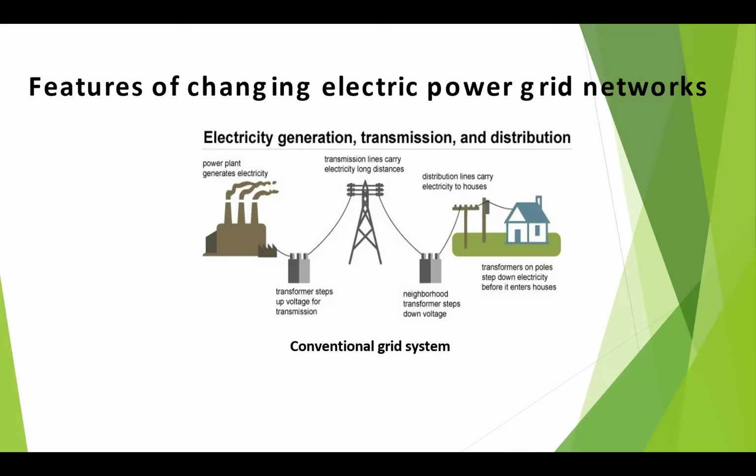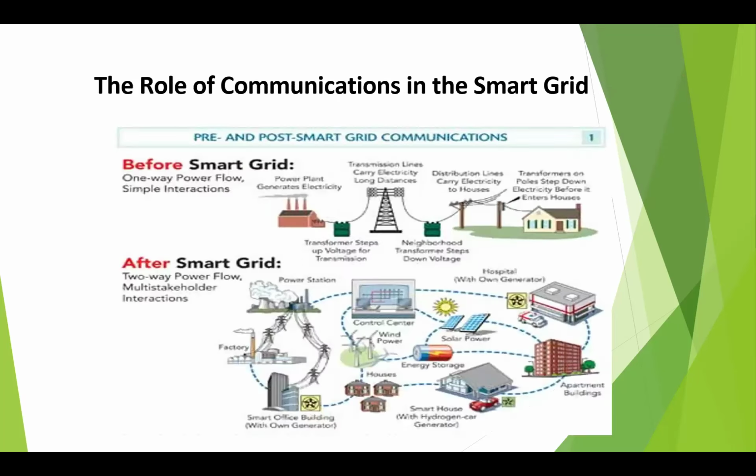It consists of three steps: energy generation, transmission, and distribution. So these are the basics. That is how the smart grid emerges from the conventional grid system. We know that because of demand, this smart grid came into existence. And this is the picture which shows the comparison between before smart grid and after smart grid.